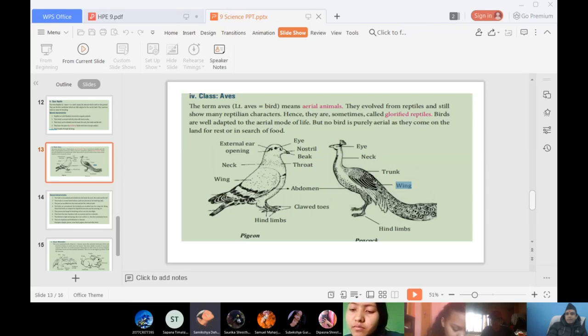Because they evolved from reptiles and still have many reptilian characters. Some of the reptiles modified and formed birds, so they are called glorified reptiles. Students, what can you see on the screen?